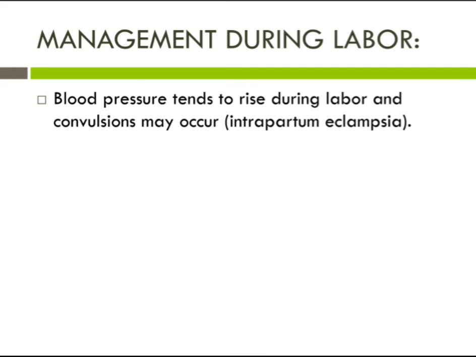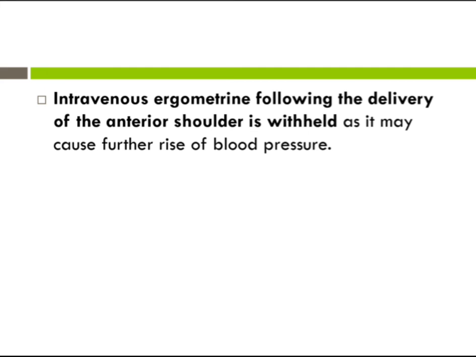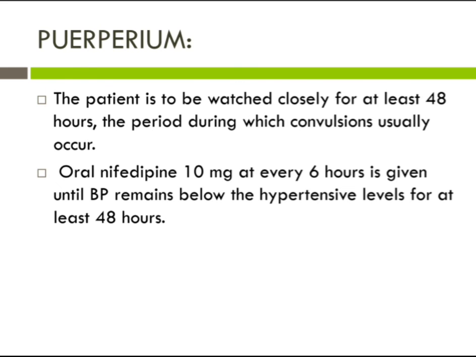Management during labor. Blood pressure tends to rise during labor and convulsions may occur. So you give prophylactic magnesium sulfate, started when systolic blood pressure is greater than 160 or diastolic greater than 110 or mean arterial pressure greater than 125 mm mercury. Careful monitoring of the fetal well-being is mandatory. Intravenous ergometrine following the delivery of the anterior shoulder is withheld as it may cause further rise of blood pressure.